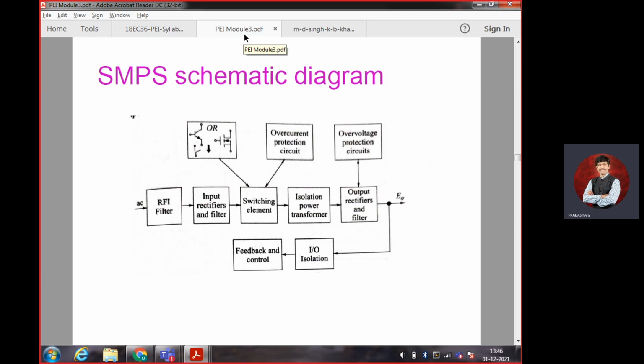We will have the input, where the AC signal comes into the picture. The entire block has a combination of different types of electronic devices. We will have a filter, an input rectifier and filter, switching element, isolation power transformer, output rectifier and filter. We will have IO isolation, feedback control, overcurrent protection circuit, and overvoltage protection circuit. What happens now? I need only 12 volts. I need only 15 volts. I need only 5 volts.